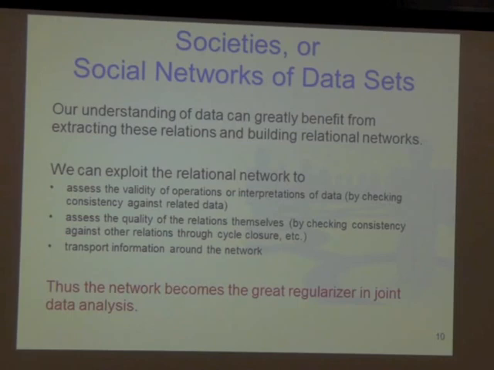How? One example is what I said, namely, any operation you can do on one piece of data, you can validate by looking at how the same operation would have been performed in the peers or partners of this object, as I showed in the segmentation case. And as we'll see also later on in the talk, establishing the relationship between objects can itself be helped by the network, because every relation can be assessed against other relations. So somehow, the key point here is that this network I'm talking about becomes the great regularizer in everything we do with data. We don't think in isolation, we think in the context of many other things like us.